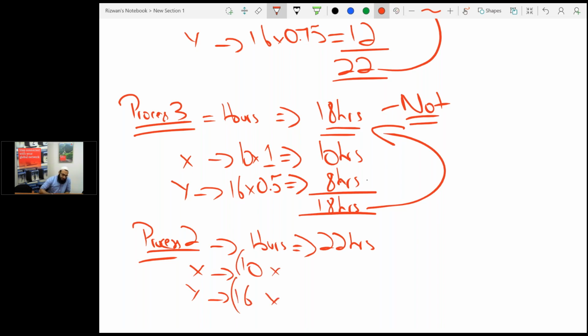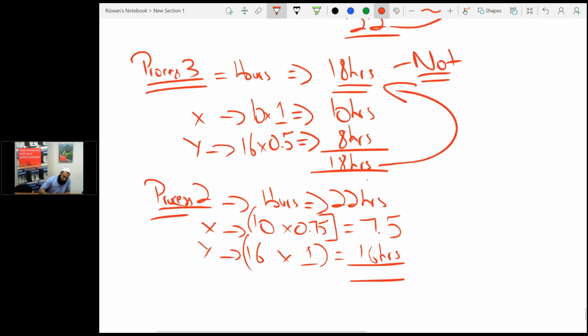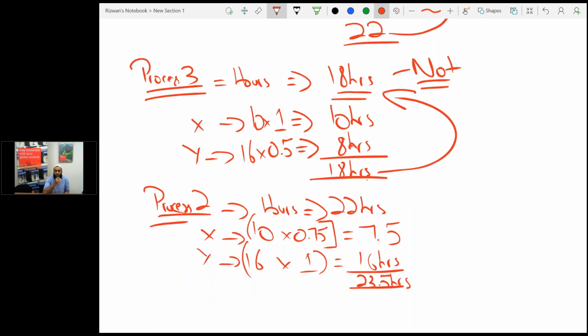Ten units into 0.75, 7.5. 16 into 1, 16 hours. If I add, this makes 23.5 hours. I can do everything on calculators.